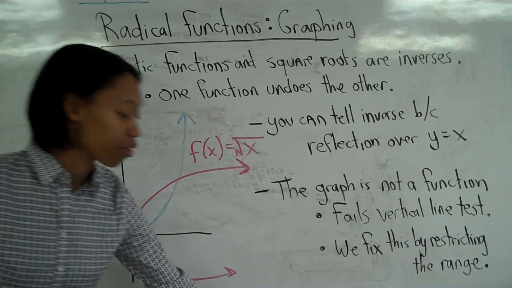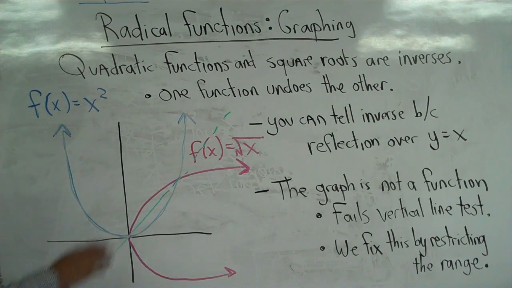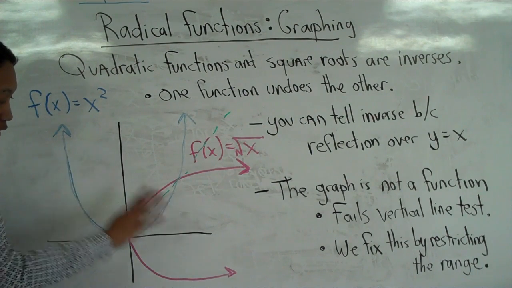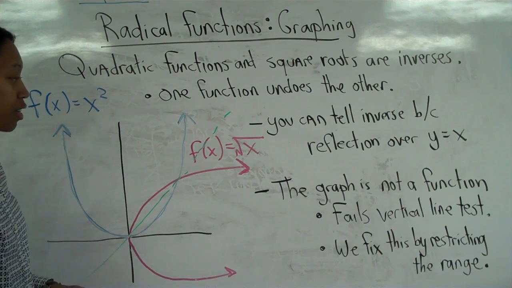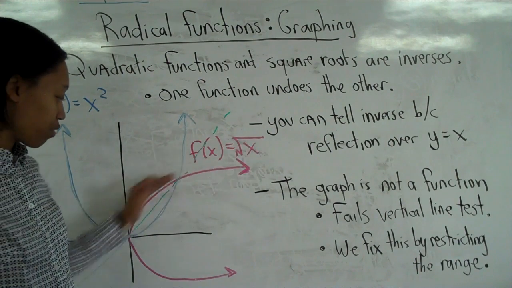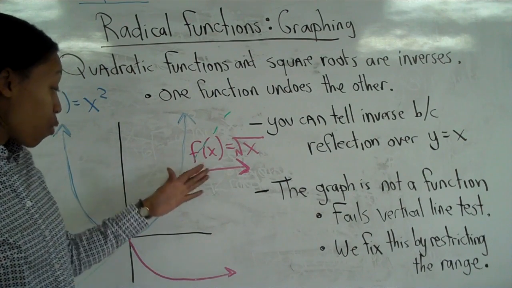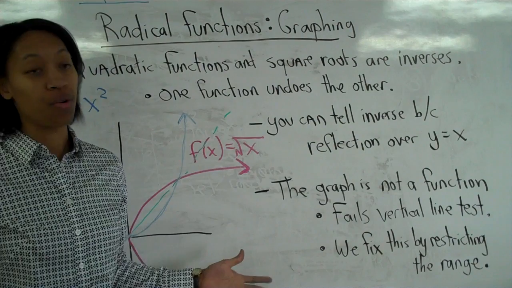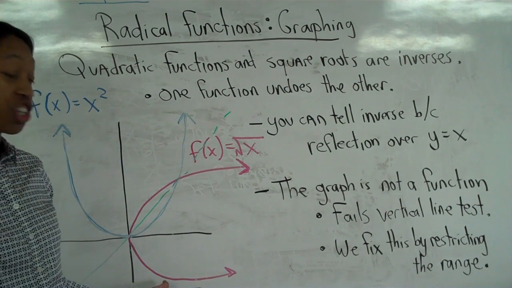You can tell that graphs are inverses of each other because if you were to take the blue graph and reflect it over the line that I just drew, y equals x, you would get the pink graph. So this graph is today's function, it's the square root function. Now, the way that I have it drawn right now though, the graph of the square root of x is not actually a function, is it?